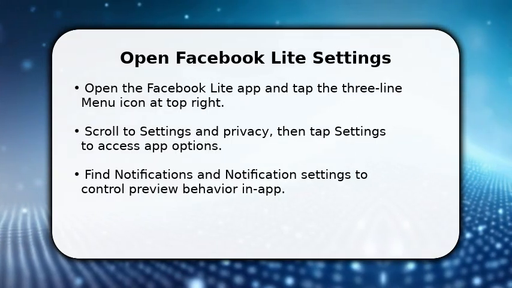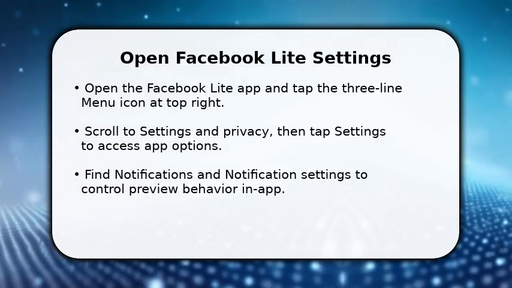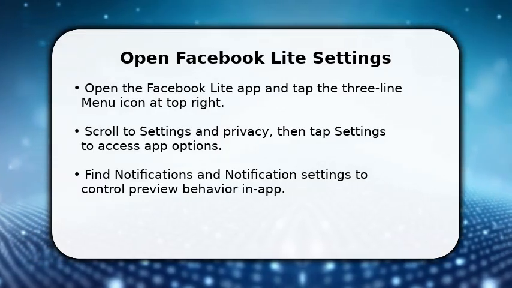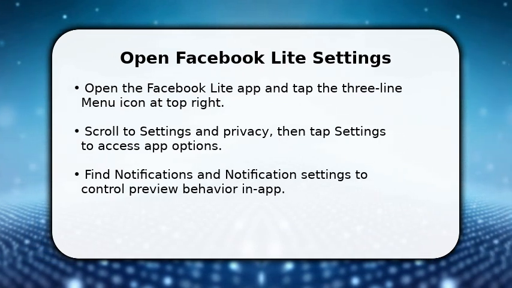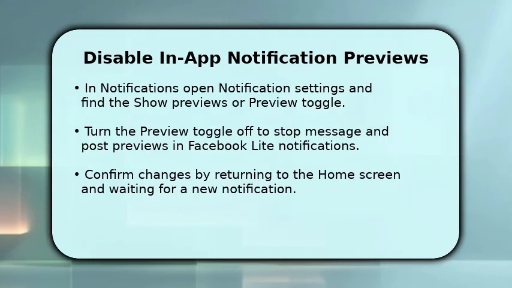Tap Notifications to open detailed notification controls and preview options. You will use these controls to turn off preview content shown in mobile notifications. In Notifications, open Notification Settings and find the Show Previews or Preview toggle. Tap the Preview option to reveal choices for content shown in Notifications from Facebook Lite.